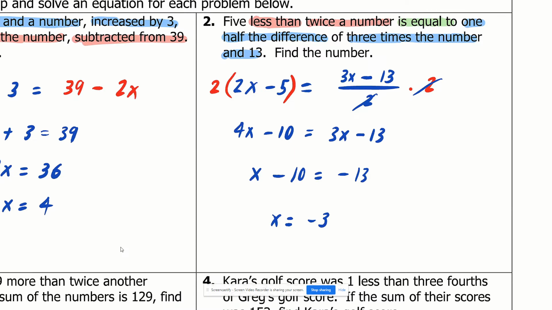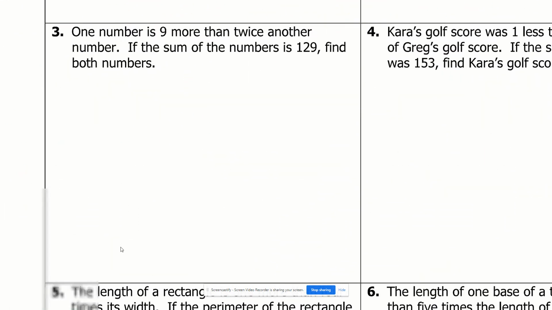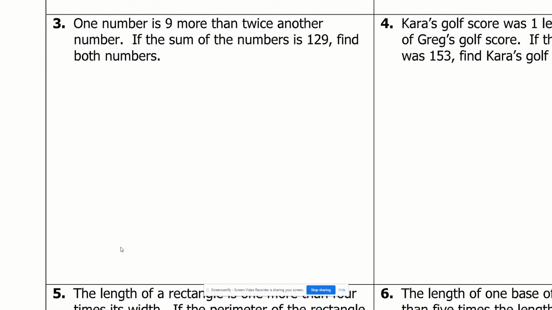Let's switch gears just a touch. Still word problems, but this one has a difference. I'm going to read it, and I want you guys to tell me what's the difference in this problem and the 2 before it. One number is 9 more than twice another number. If the sum of the numbers is 129, find both numbers. Why is this one different?